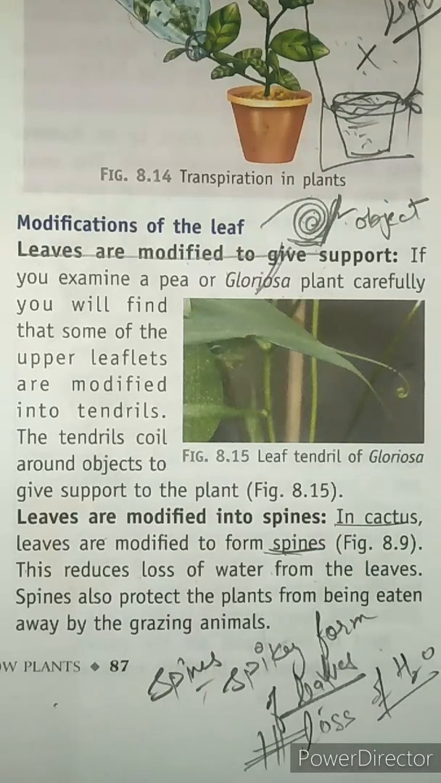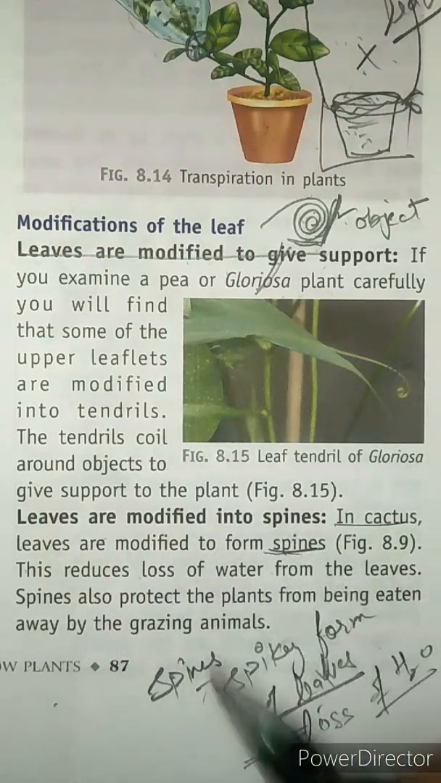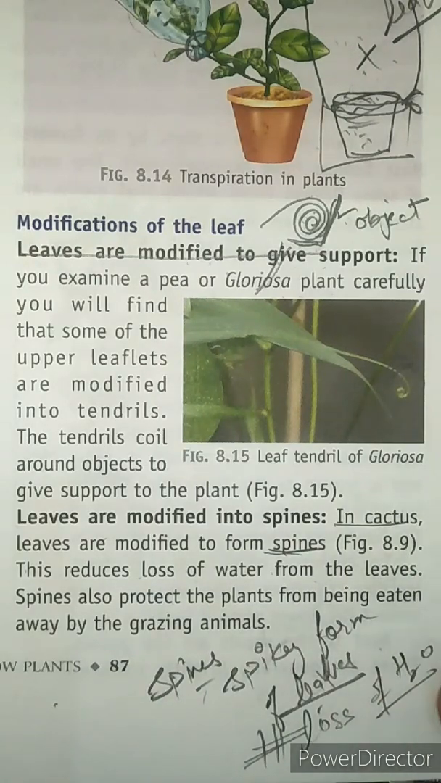Clear? So this was the spines. These are the spiky form of leaves. They are present in a few kinds of plants like cactus.